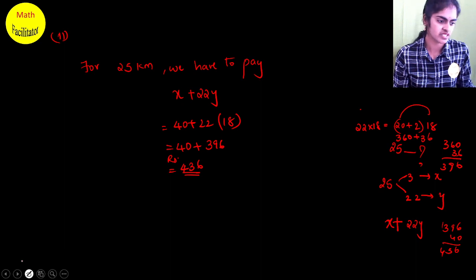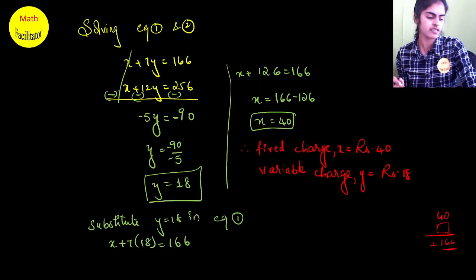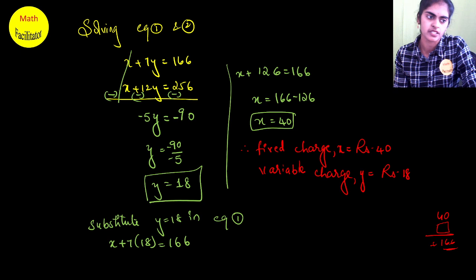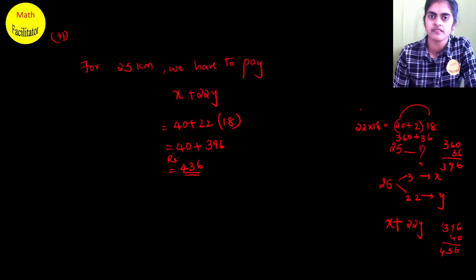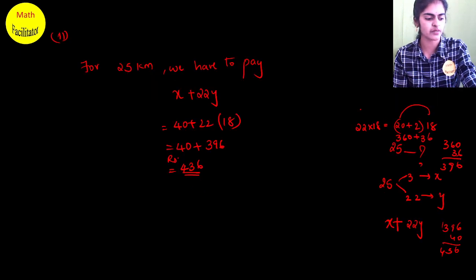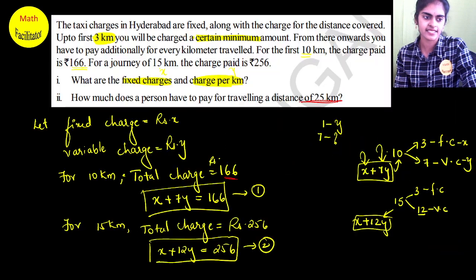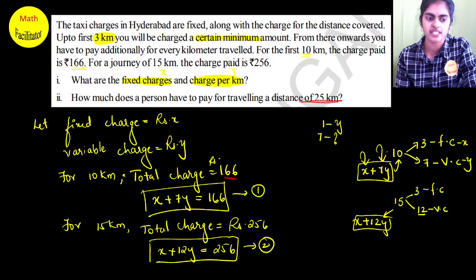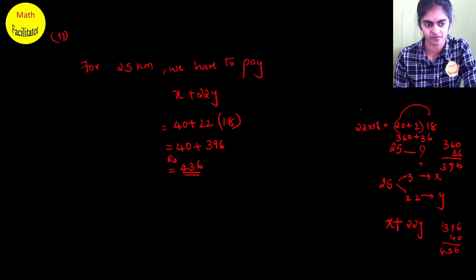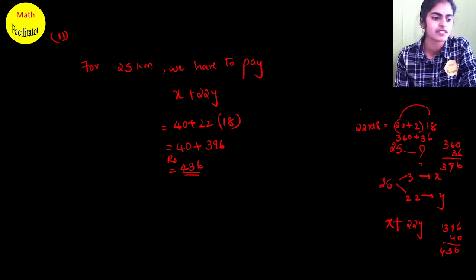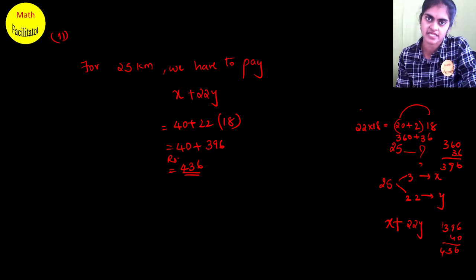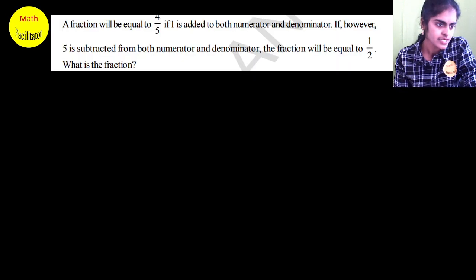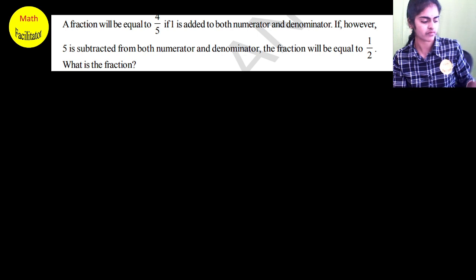Okay, so just check your answer. So 40 is fixed, 18 is variable. So for 25 kilometer, fixed is 3 and variable is 22 kilometers. So that's how you get your answer. So till here, is it clear for everyone? Yes, for a distance of 25 kilometers they are traveling. Is it clear? Okay, so they pay 436 rupees for 25 kilometer. Okay, so let's proceed to the next question.